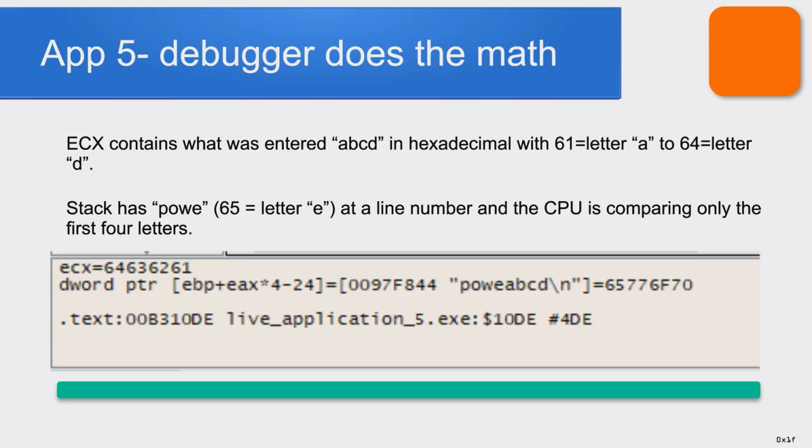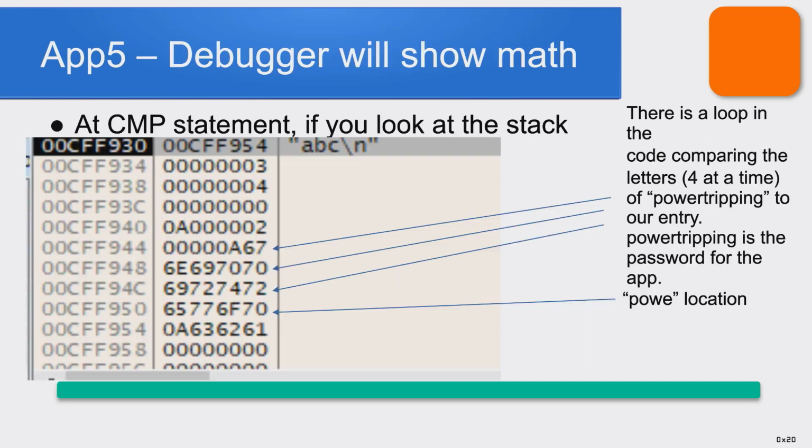You can look into it, but it's just a reference for right now. If you go down to the next line, you're going to see POWE, A, B, C, D, new line. The POWE, as I say up here in the second line, says stack has POWE, 65 equals letter E, add a line number, and then the CPU is comparing only the first four letters, right? So it's only comparing the POWE to the ABCD that we entered.